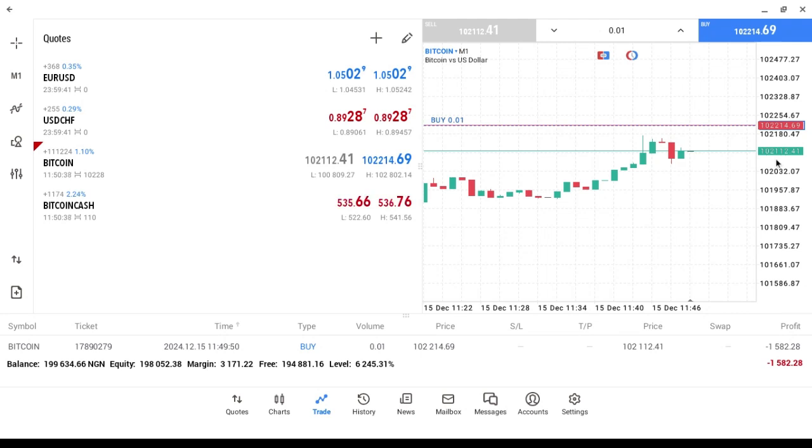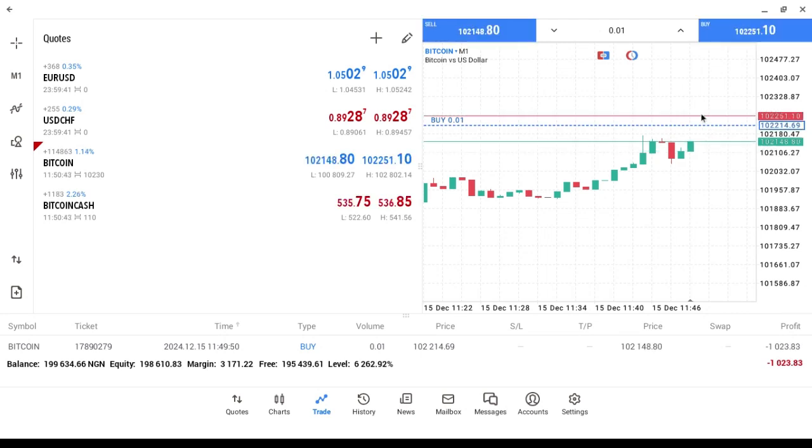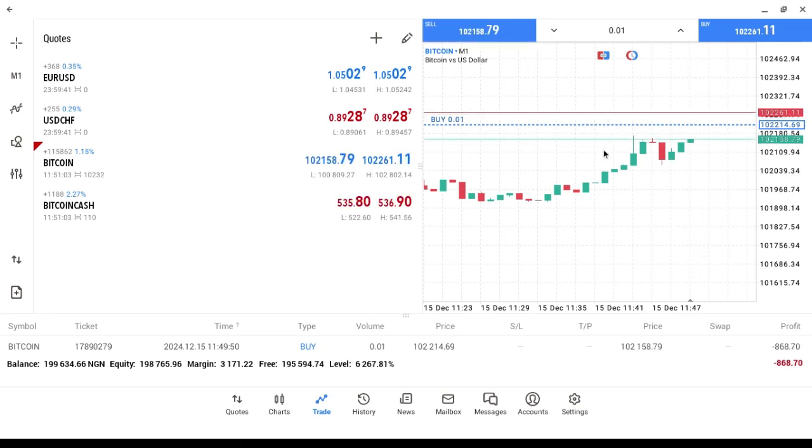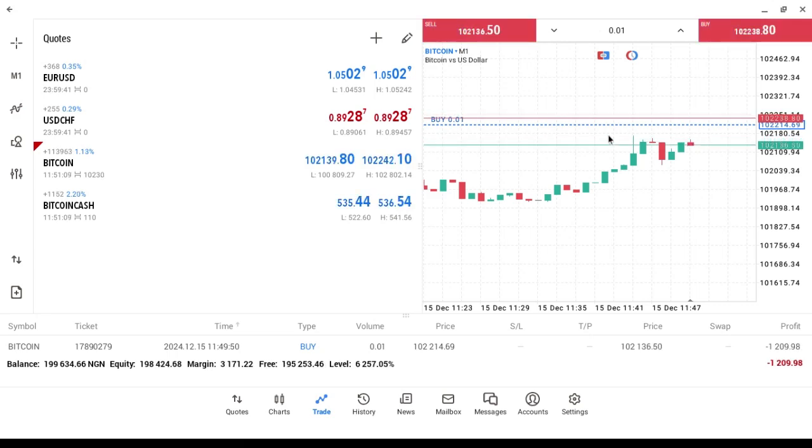Now, where can you see this spread? If you look at this green line and this red line, the distance, the gap between them, is the spread. If you subtract the value of the red line from the value of the green line, it will give you the distance value. That distance value is what your broker is charging you as a spread.